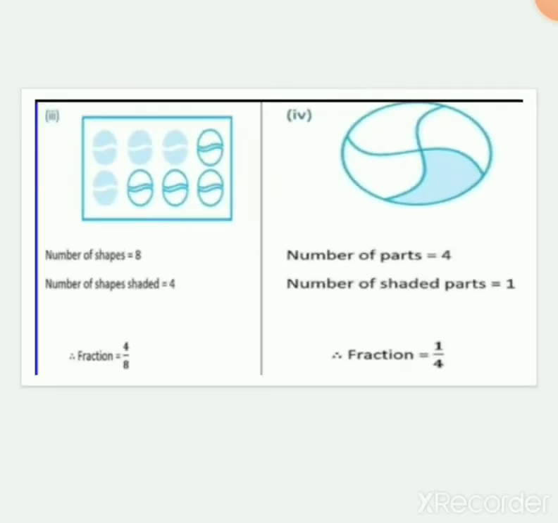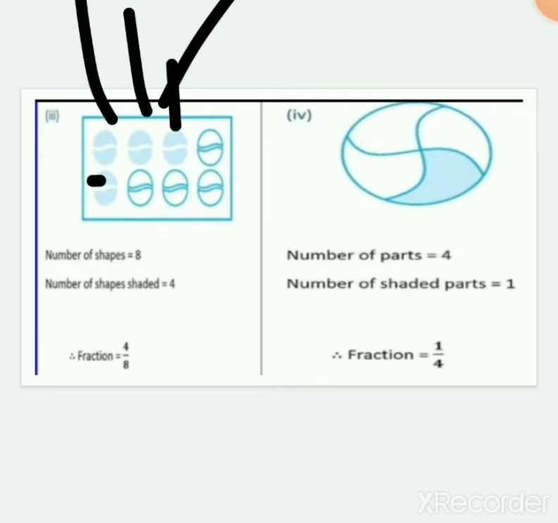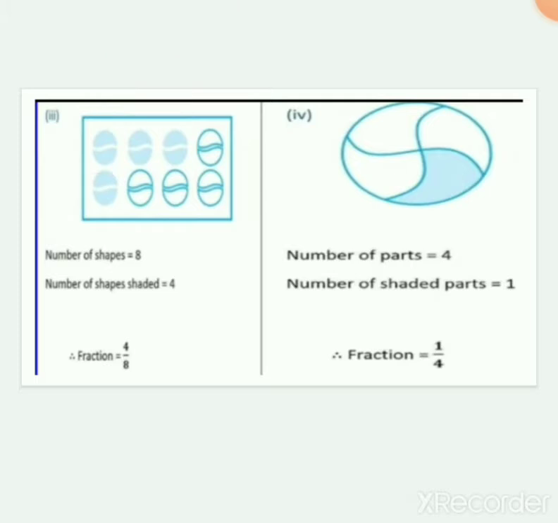We have these balls here. Number of shapes here is 8 and the number of shapes shaded is 4. You can see 1, 2, 3, 4 shaded is 4 balls. So the fraction becomes 4 upon 8.